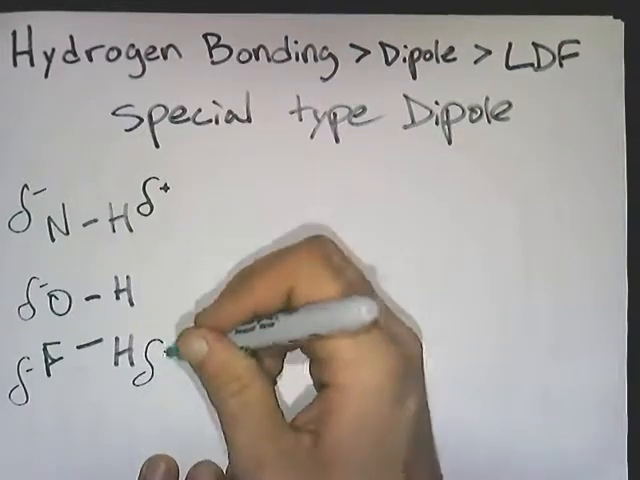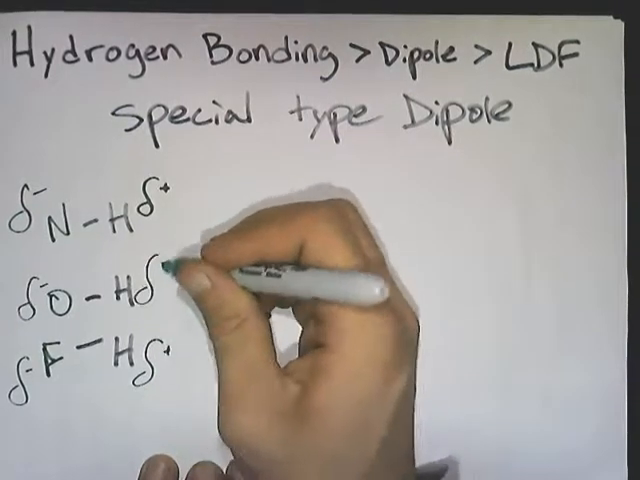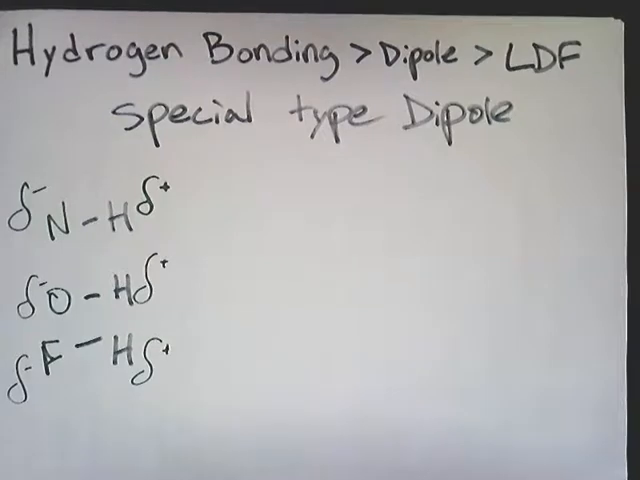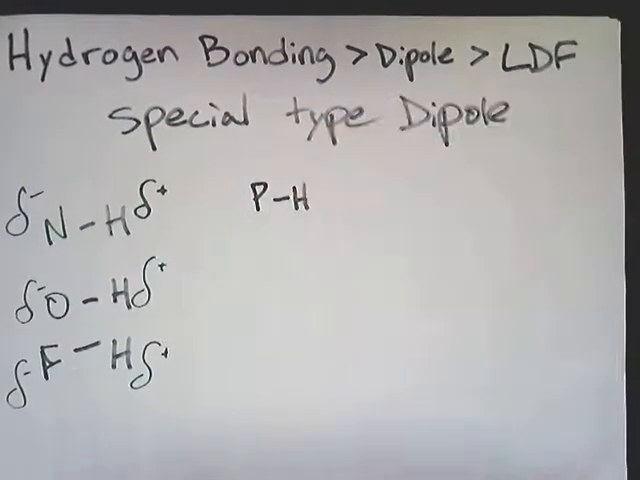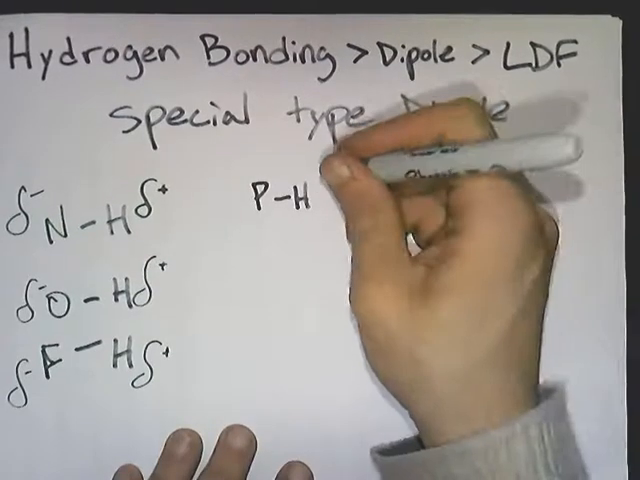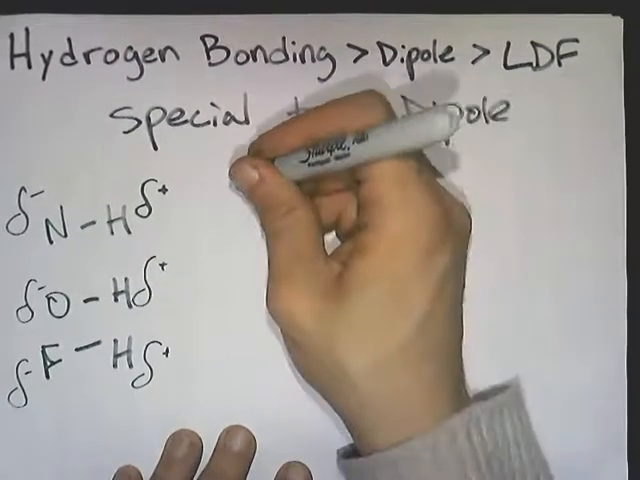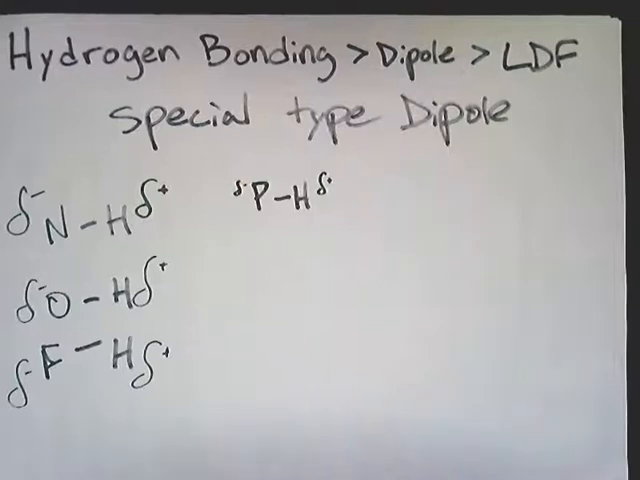If just by the size of the delta you were going to compare this to some other elements, let's say we compared this to a phosphorus hydrogen bond. In this case, our dipole and our partial charges are much smaller. They're going to be much smaller, and they're not going to have the same strength of interaction.